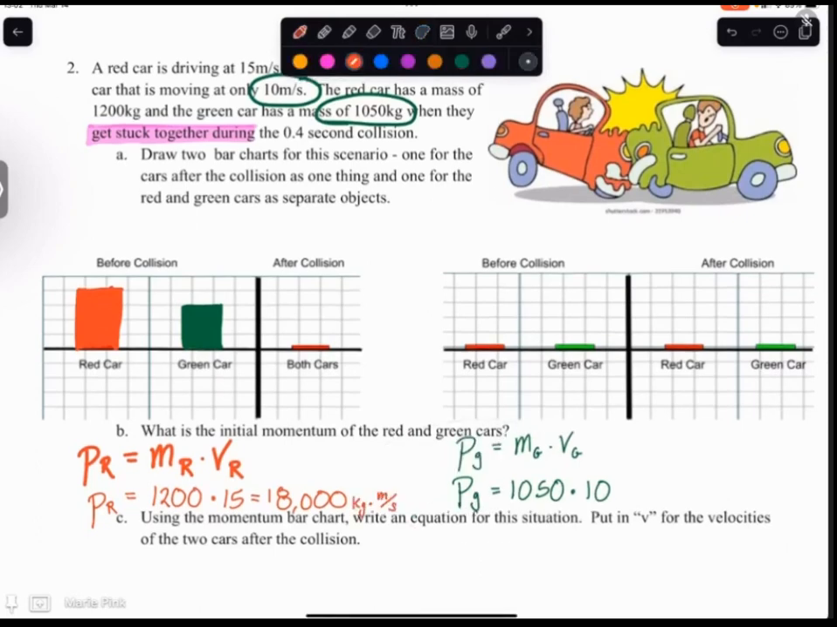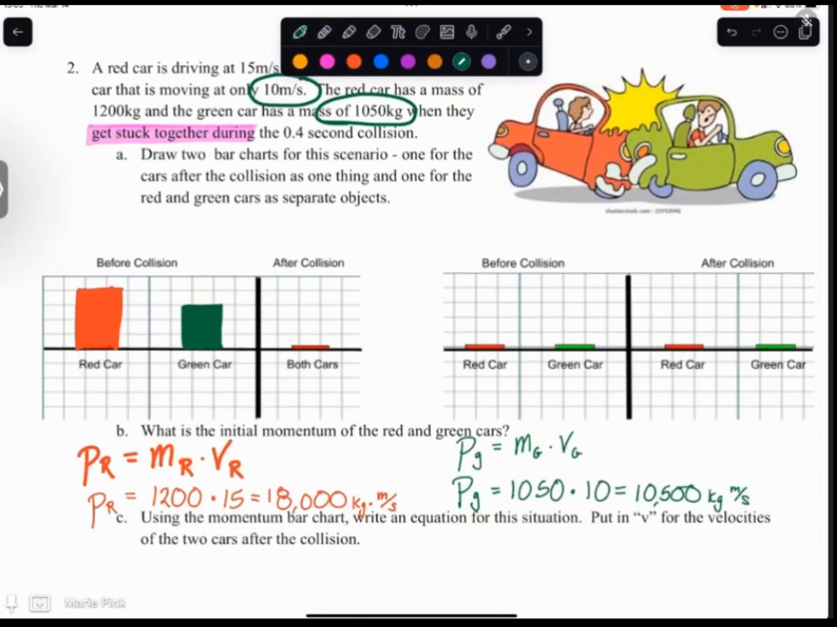And for the momentum of the green car, we have the mass of the green car, which was 1,050, times the velocity of the green car, which was 10. So then we will have the momentum of the green car is 10,500. So now what we need to do is we need to do our momentum bar charts.